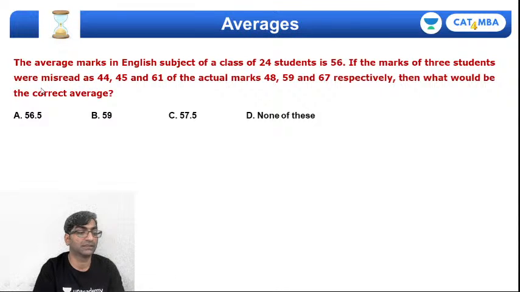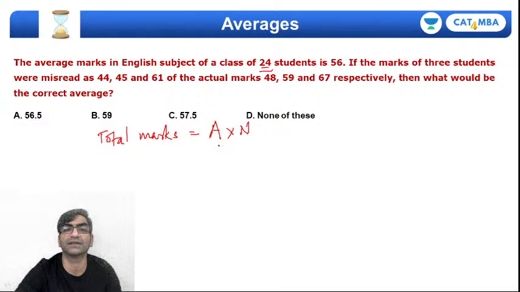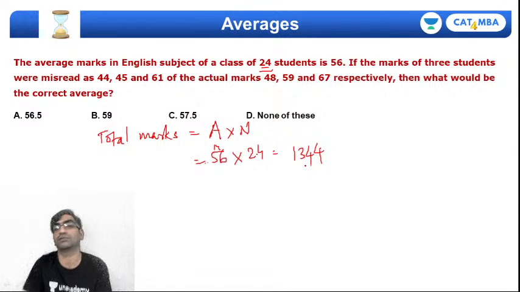Average marks in English. In an exam, English subject, the average marks of a class of 24 students is 56, right? So total marks would be average into the number of students. That's 56 the average into 24 the number of students. 24 into 6 is 144, 24 into 5, 120 plus 14 is 134. So 1344 marks have been awarded in total for this class.